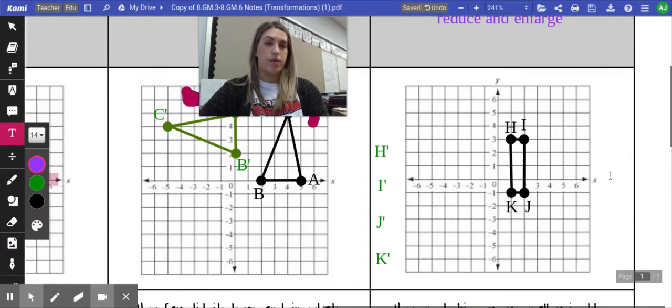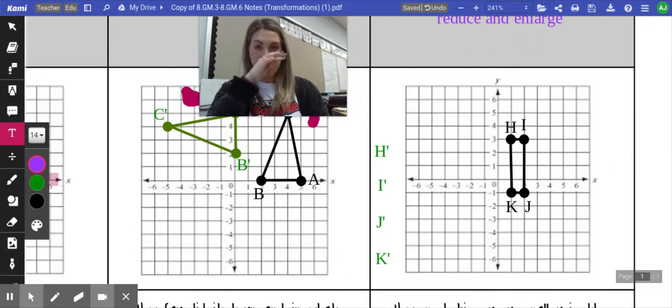So I've got this rectangle here, HIJK, and I'm going to have you copy this down. Point H is at 1, 3. Point I is at 2, 3. J is at 2, -1. And K is at 1, -1.